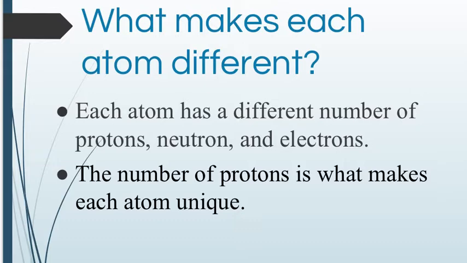So what makes each atom different? As we saw in the picture before, each atom has a different number of protons, neutrons, and electrons. And the number of protons is really what makes each atom unique. As we add a proton, we're going to add an electron, but it's going to make the size of the atom different. It's going to make the properties of that atom different. It all starts with how many protons, or positive charged particles, are inside that atom.